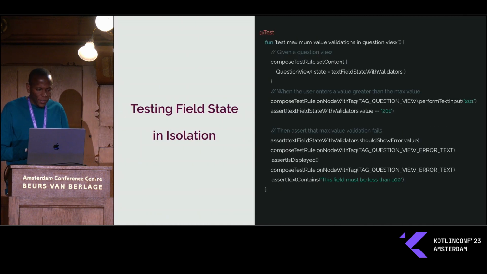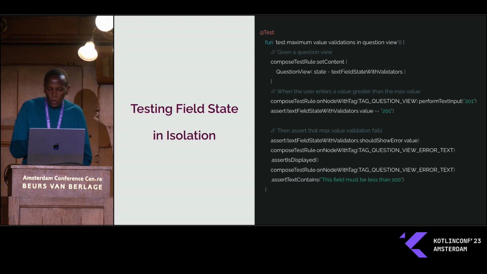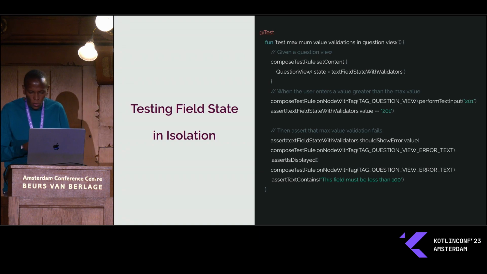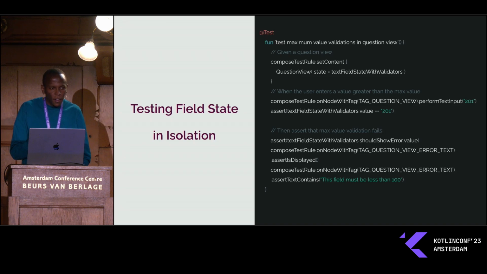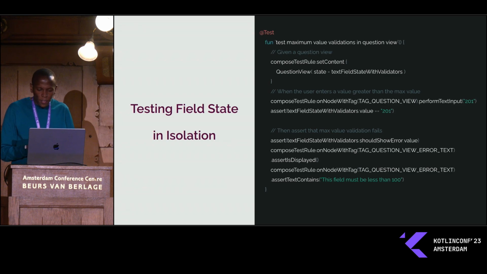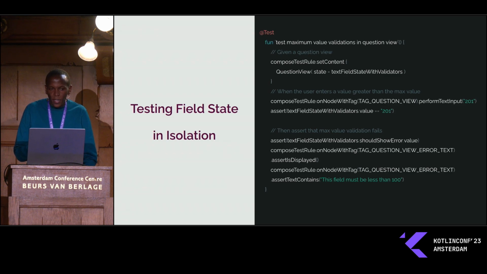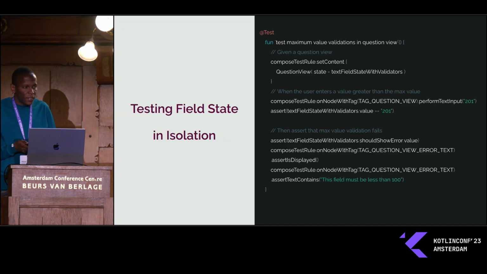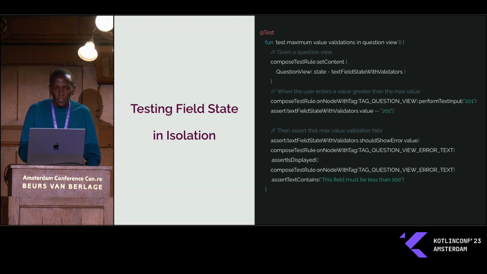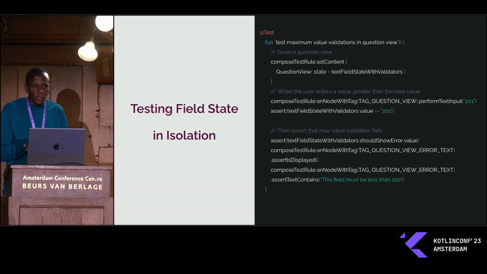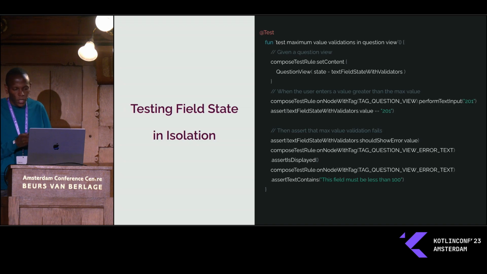Another example of testing in isolation is the maximum validation. For example, the edge case: we get the node, get the view with that tag, and then perform a text input, and then assert that the state has that value. In this case, it is 201. And then we assert that the error variable in our state has a value. And also, we assert that the text 'this field must be less than 100' is shown. So that is a case in point that we are able to test state and also the different behaviors, validations, and a lot of different behaviors that we have on the forms.